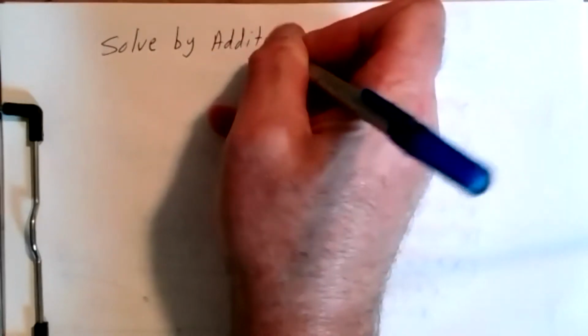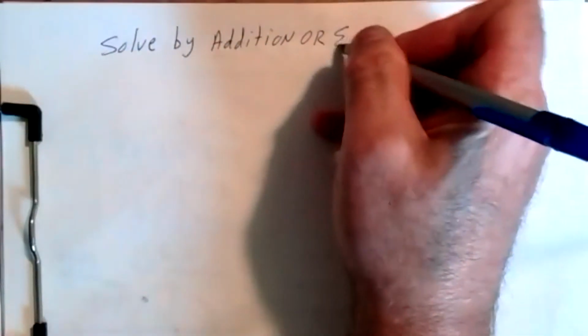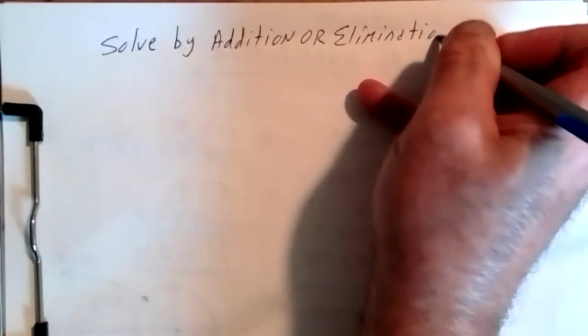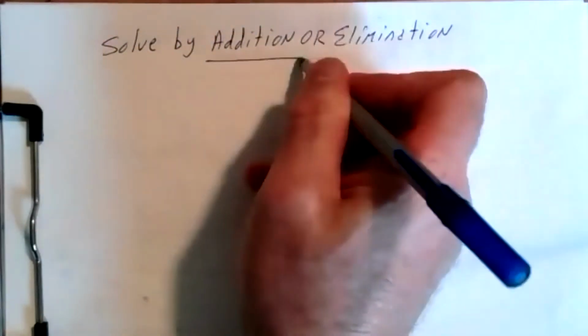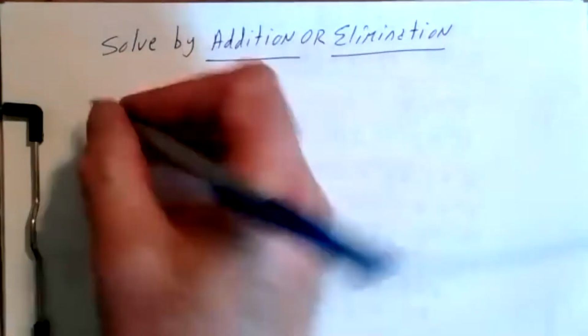Oh, wait a minute. What's another name for the addition method? Elimination. So ladies and gentlemen, please don't freak out if you see the word addition method as opposed to the elimination method. They mean the same procedure, okay? All right, here we go.